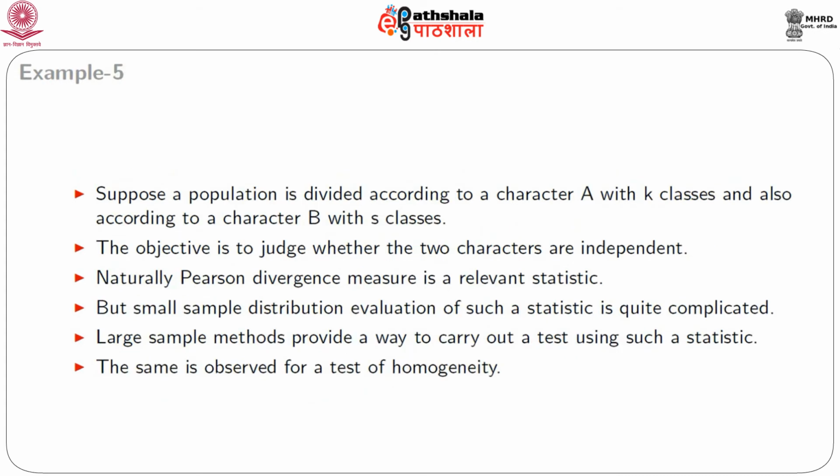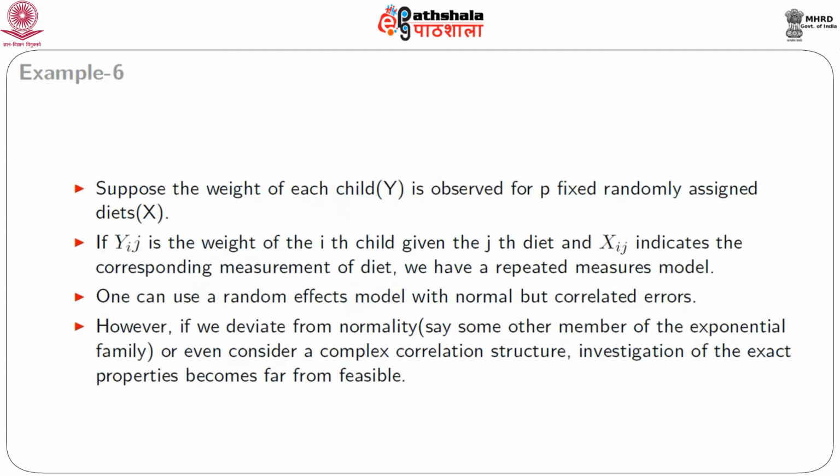Suppose a population is divided according to a character A with k classes and also according to a character B with s classes. The objective is to judge whether the two characters are independent. Naturally, the Pearson divergence measure is a relevant statistic, but small sample distribution evaluation of such a statistic is quite complicated. Large sample methods provide a way to carry out a test using such a statistic. The same is observed for a test of homogeneity.